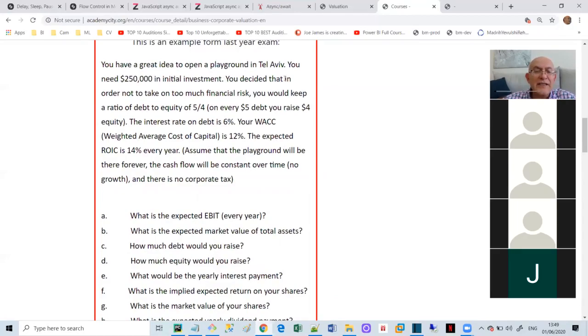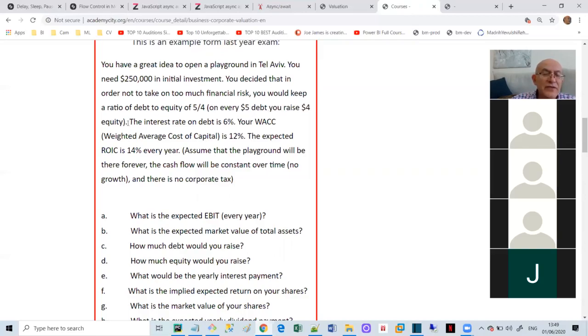And then you decided that you're going to finance it in two ways. It's to raise debt and raise equity. And how much debt you're going to raise and how much equity you're going to raise is in a proportion of 5 to 4. Meaning, on every $5 of debt, you're going to raise $4 in equity.